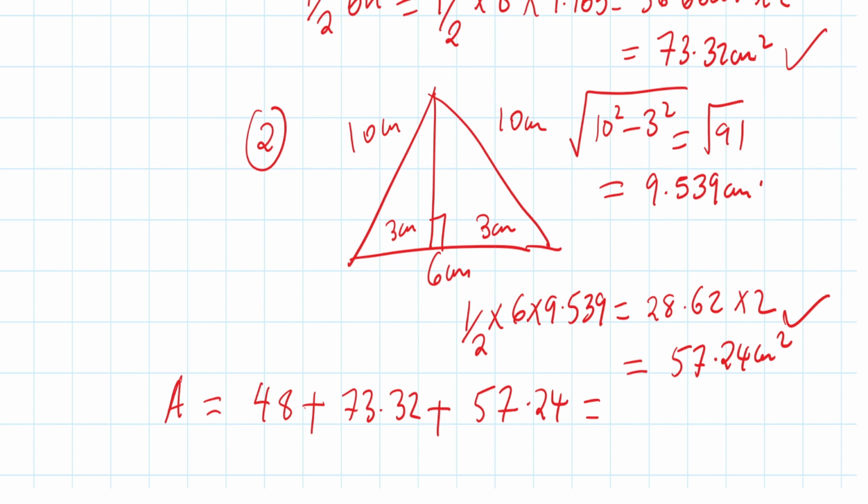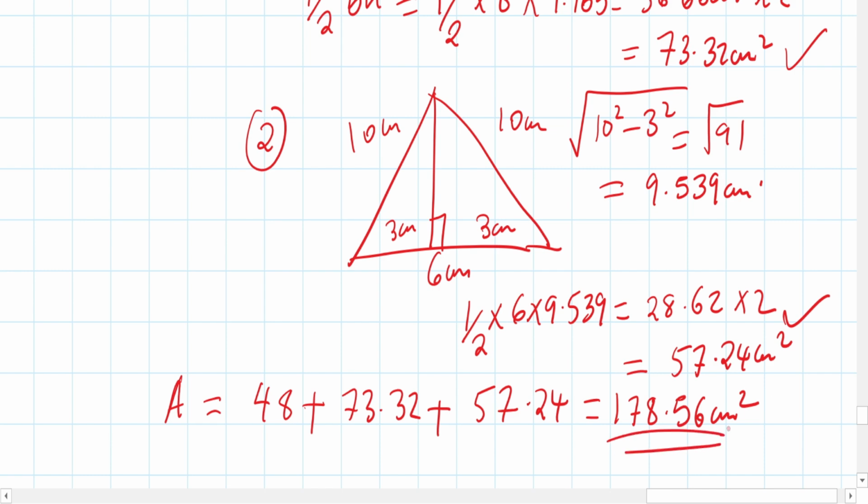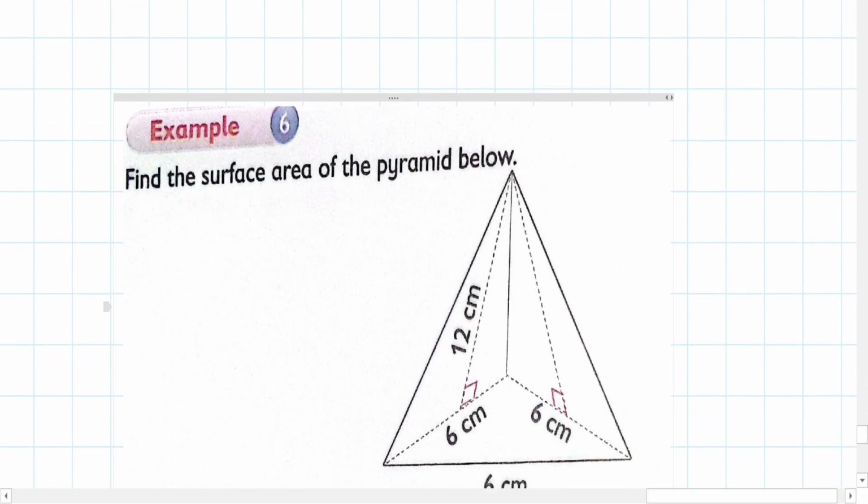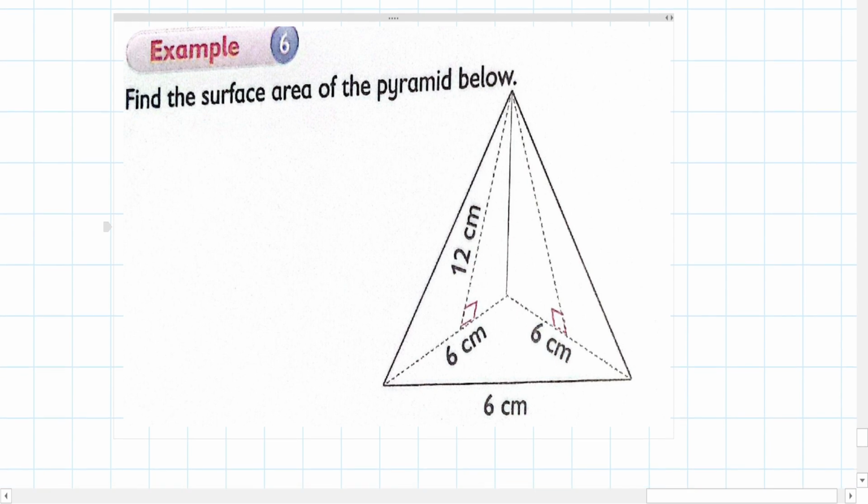It's going to give us 178.56 centimeter square. That is your answer for this question. Now let's try this question out. Okay, second question: find the surface area of the pyramid below.